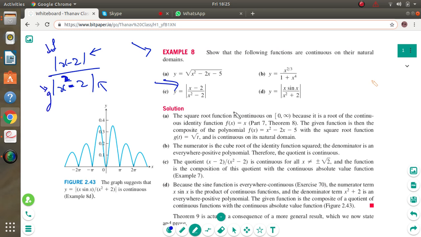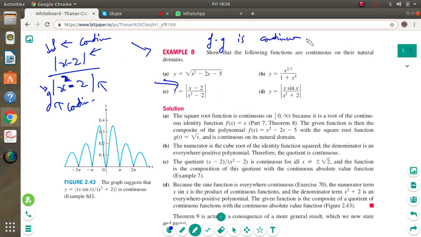If you're having a fraction, g of x is 1 divided by modulus. We can say f is continuous, right? Then g is continuous. But what is g in this case? G is modulus of x squared minus 2. No, I would argue against that. I would say g is equal to 1 divided by that. If you say here g is 1 divided by that, then you can say f into g is continuous.